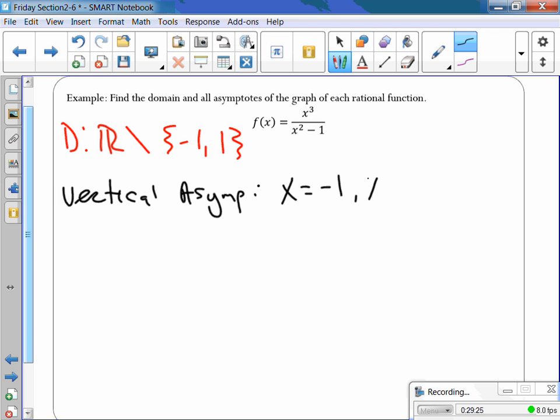Do I have a horizontal? Aubrey, do I have a slant? Absolutely. Since I have a third degree over second degree, a difference of 1, I have a slant asymptote. So now we have to do division. Can we use synthetic? No. Because it's x squared minus 1, right? I can only do that with x minus a.